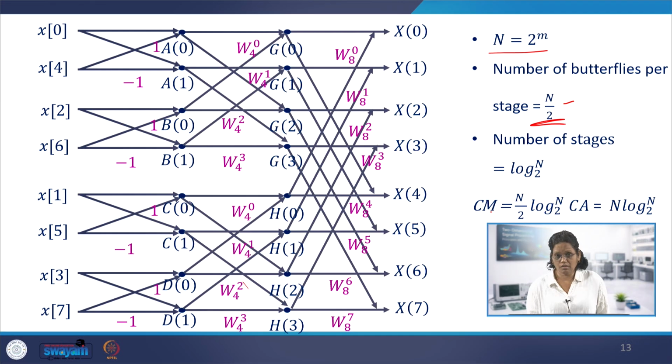And what are the complex multiplications and additions required? For complex multiplication, it is log base 2 of n stages, each with n by 2 butterflies, and each butterfly will have one complex multiplication, that is wn0. You can see here one complex multiplication and 2 complex additions. So that's how it becomes n by 2 log base 2 of n multiplications and n log base 2 of n additions. So this is about the DIT algorithm.